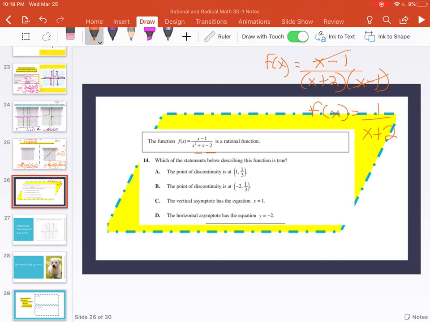We can double check that. So we do know, in fact, that the x value of that point of discontinuity would be at 1. If I substitute that 1 into whatever is left over, I'd have 1 over 1 plus 2, which would in fact give me 1 over 3. So that is true. So then A ends up being the correct answer right away there.